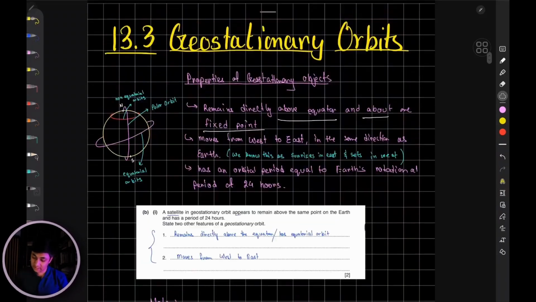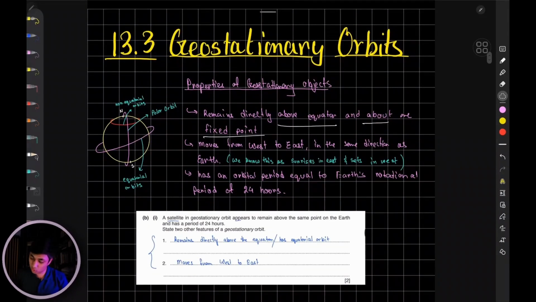Third point, it has an orbital period equal to the Earth's rotational period of 24 hours. So notice, to be about the same exact fixed point, it needs to have the same 24-hour period. That is, it needs to complete one revolution within 24 hours so that it can stay about the same fixed point. Now, I keep repeating it needs to stay about the same fixed point, but why is that the case? Why do we need that?